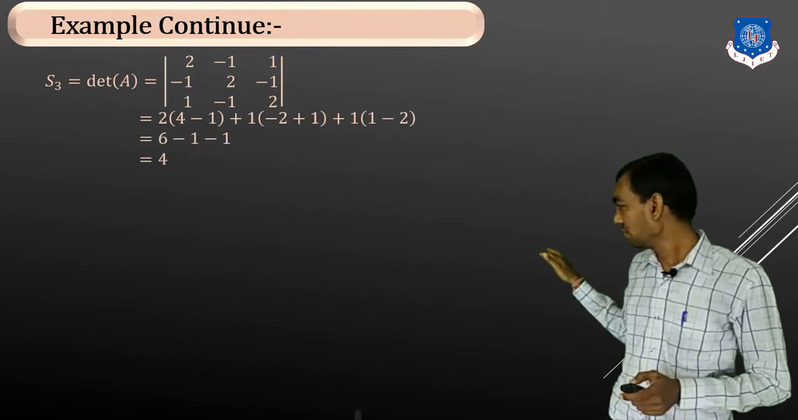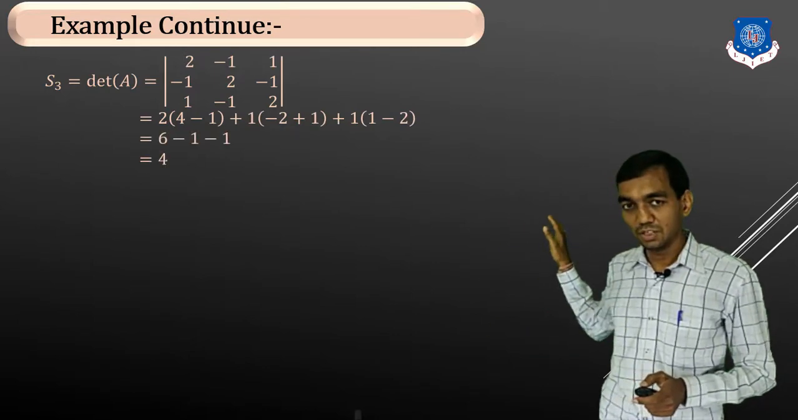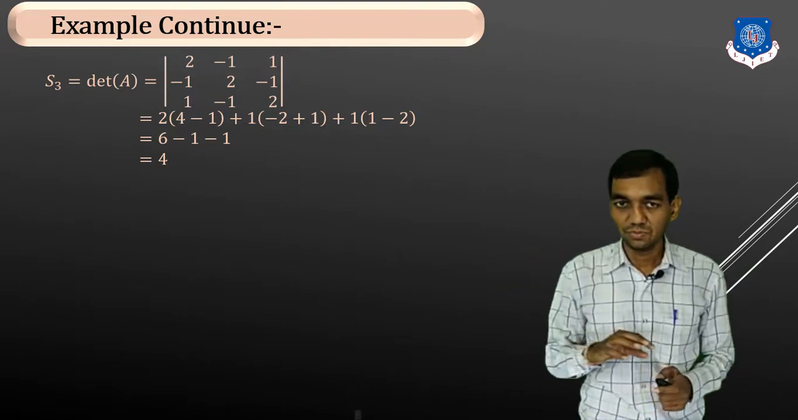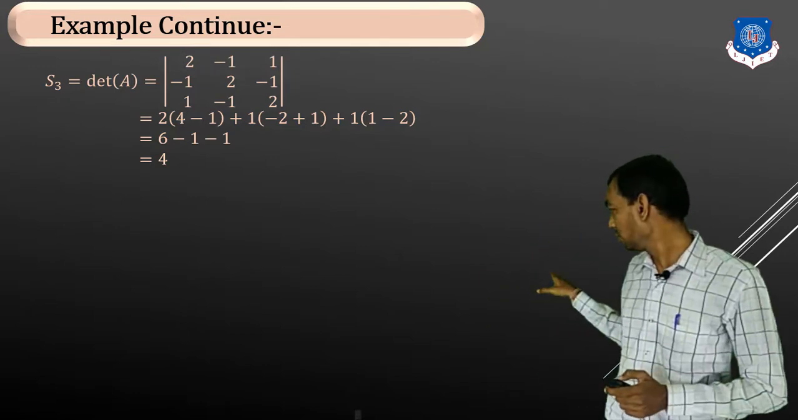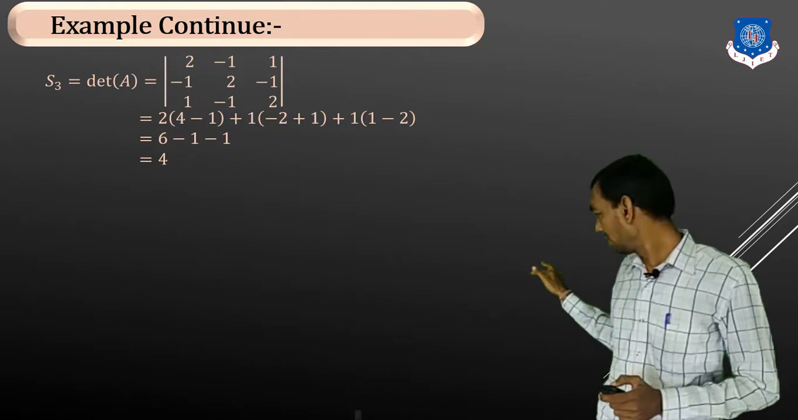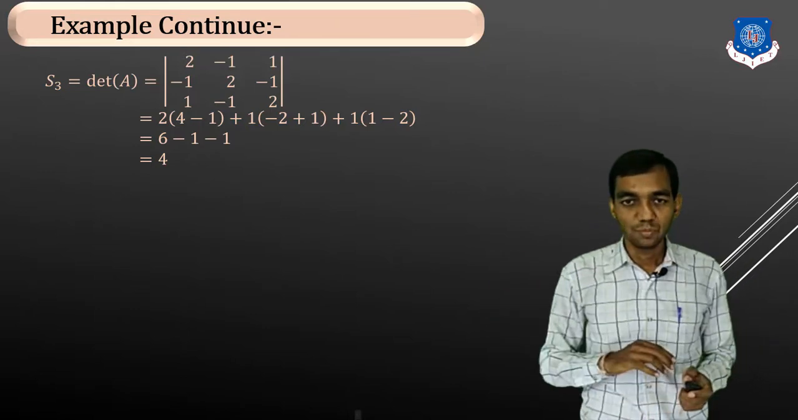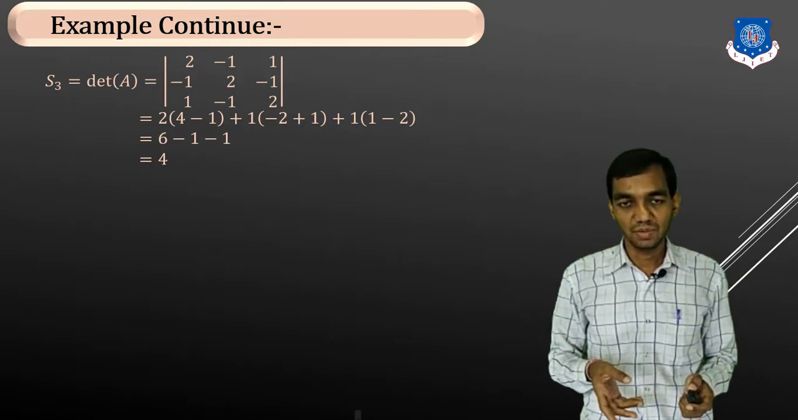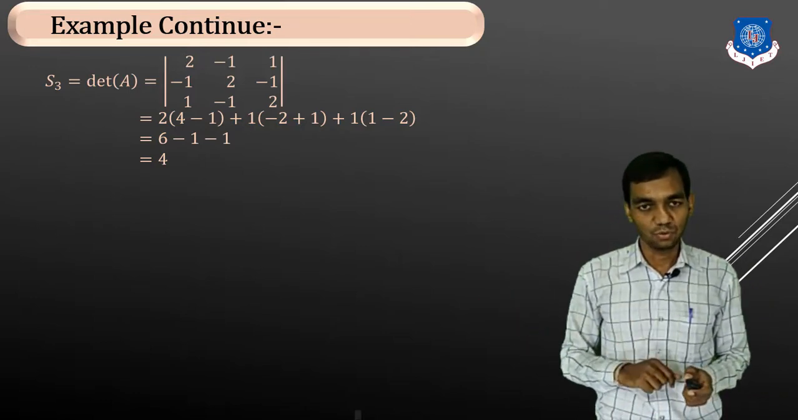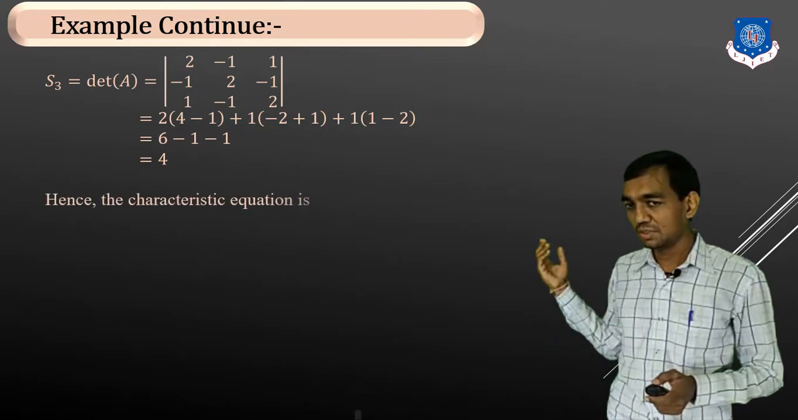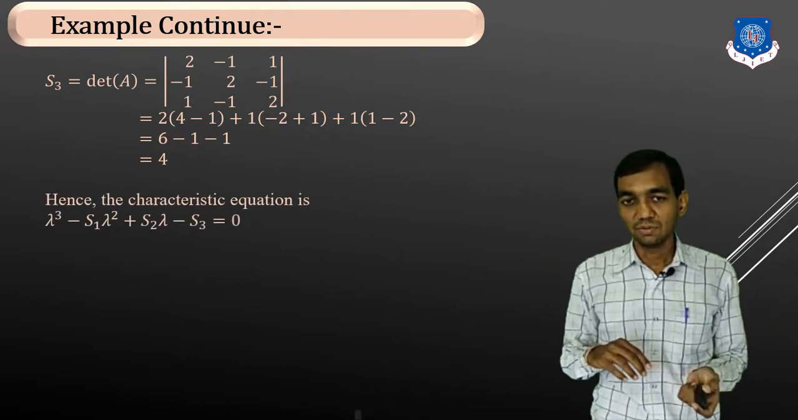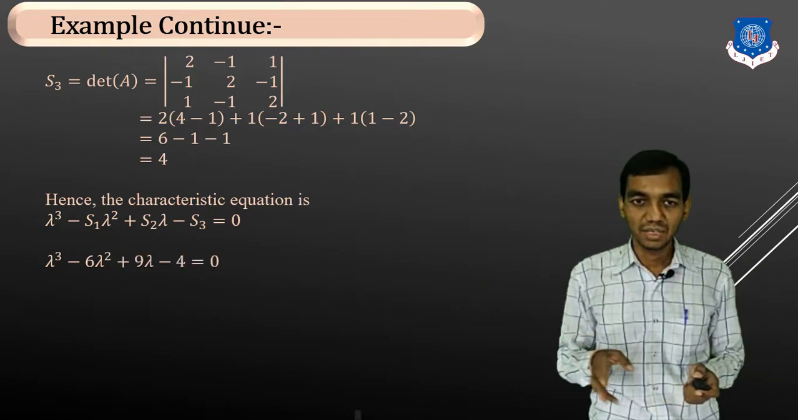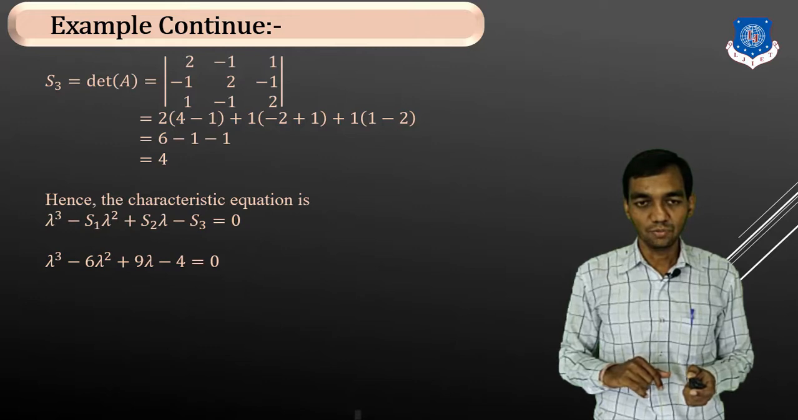And S3 is nothing but the determinant of A. So 2 into minor of 2, minus minor of -1, plus 1 into the minor of 1. So that will give you 2 into (4 - 1) plus 1 into (-1 + 1) plus 1 into (1 - 2), and that will be 6 - 1 - 1. So it has a value 4. Now putting these values in the equation, that will give you the equation lambda^3 - 6 lambda^2 + 9 lambda - 4 = 0.